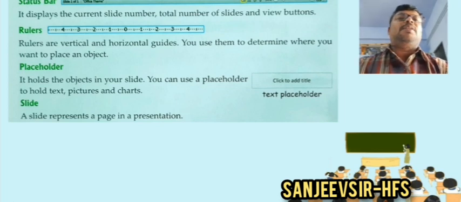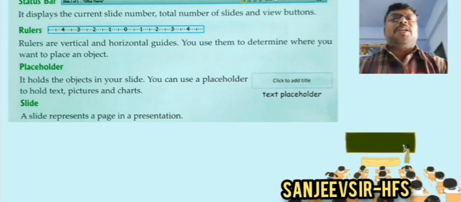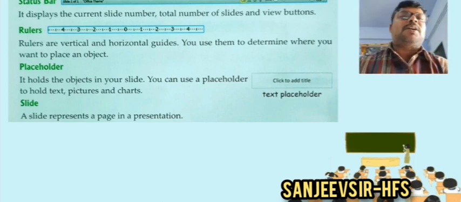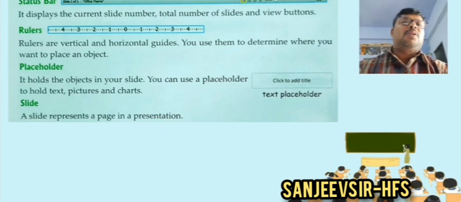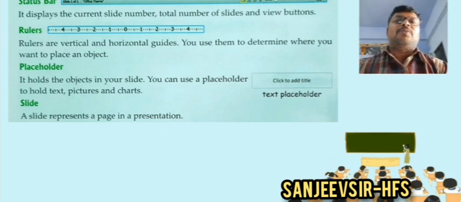Ruler, as usual, horizontal or vertical ruler, is for adjusting our object in the slide at a particular place. We can adjust with the help of the ruler. A placeholder is that holder that holds the object, and a placeholder is used for text, picture, and chart also. Any clip we can use with the help of a placeholder. We can resize with the help of a placeholder. We can increase the size, we can decrease the size, we can adjust according to the placeholder handler button.